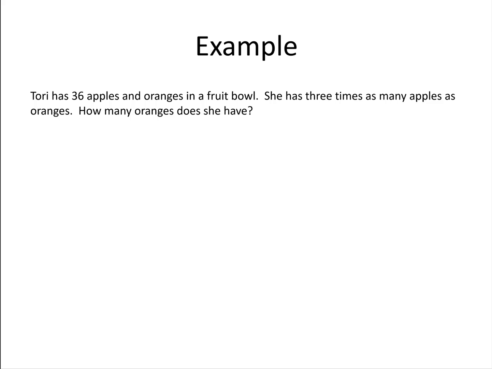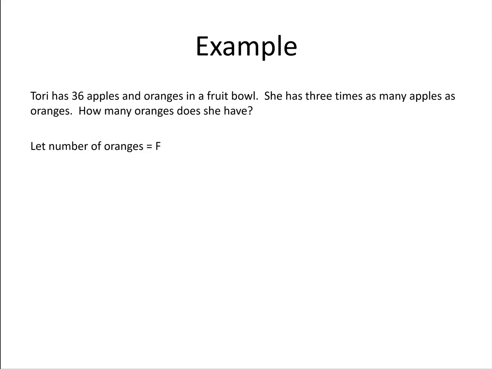Firstly, Tori has 36 apples and oranges in a fruit bowl. She has 3 times as many apples as oranges. How many oranges does she have? I find it always useful to use the letter with the object that has the least number. So we've got less oranges, so I'm going to look at oranges, and let the number of oranges be F. I will never use the letter O because it looks too much like a 0 and it looks too confusing. Even if you can tell it apart, your examiner will struggle. So always avoid O. So the number of oranges be F.